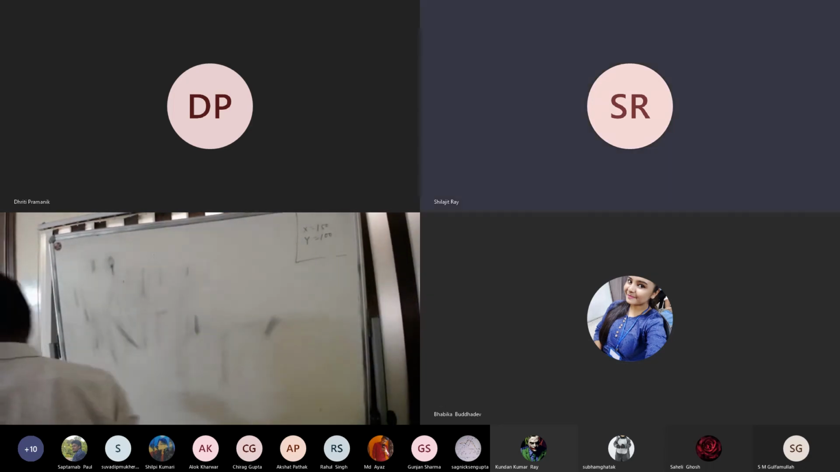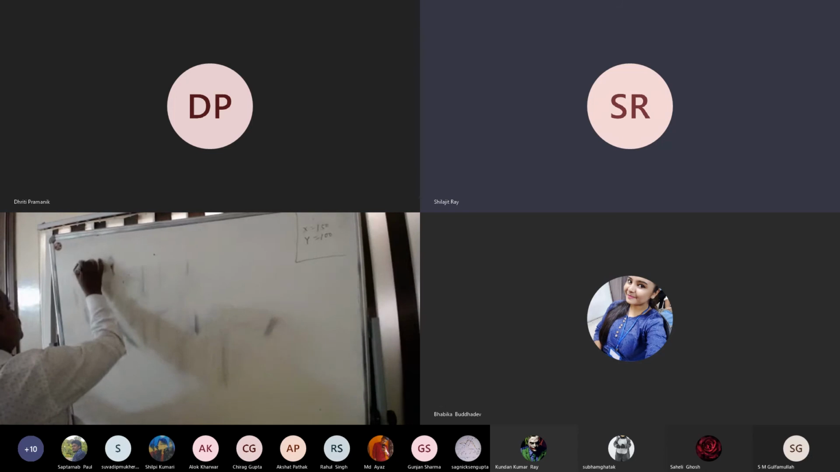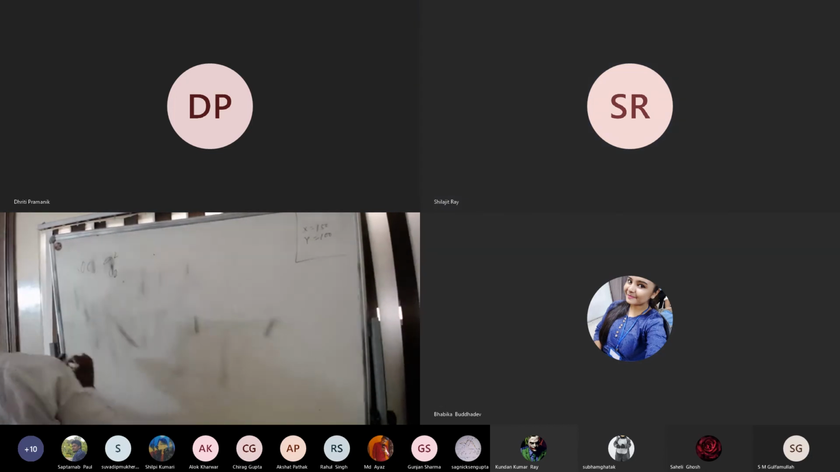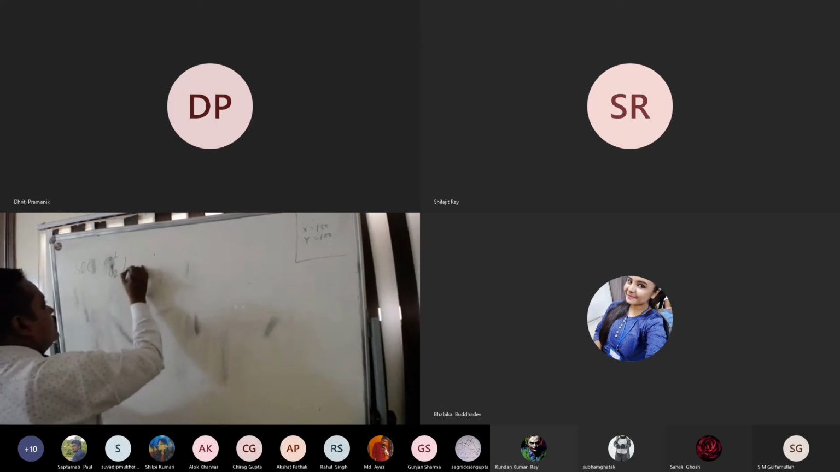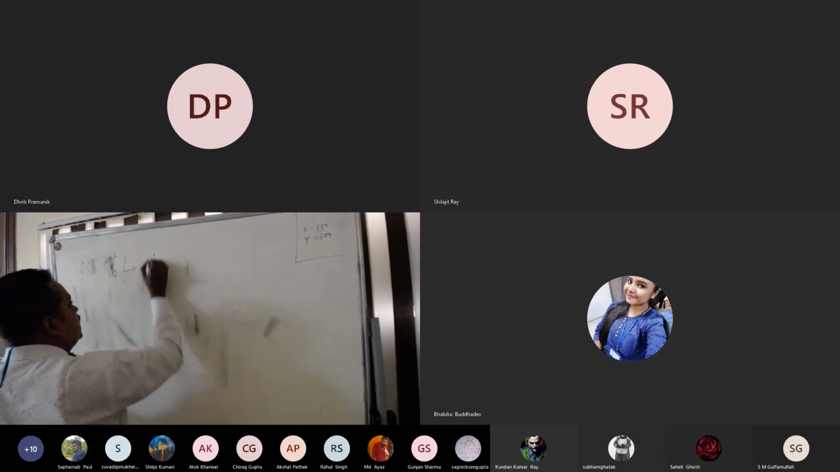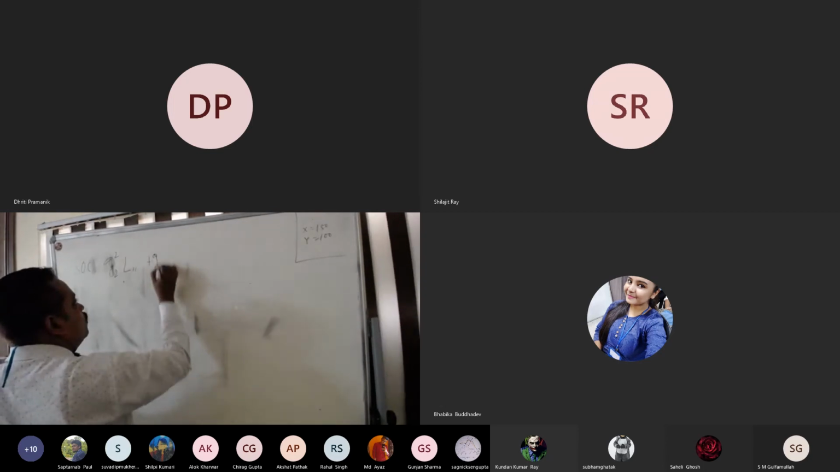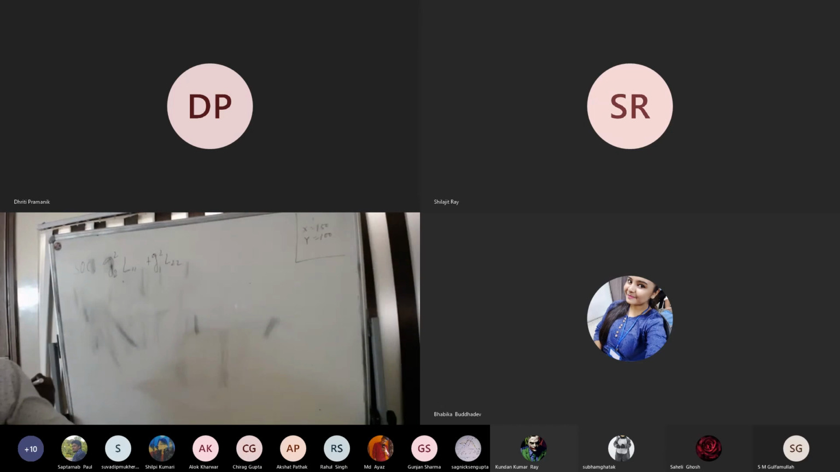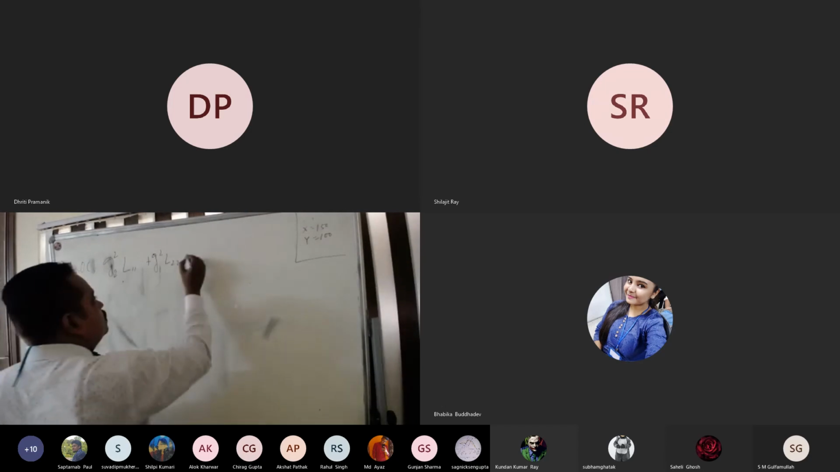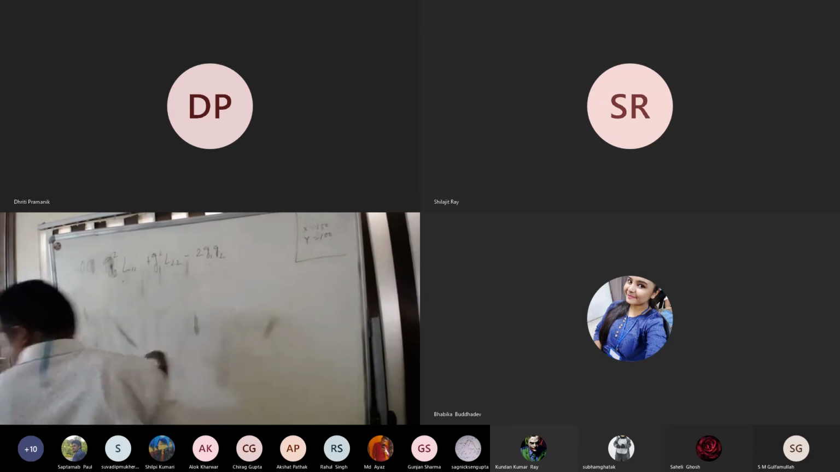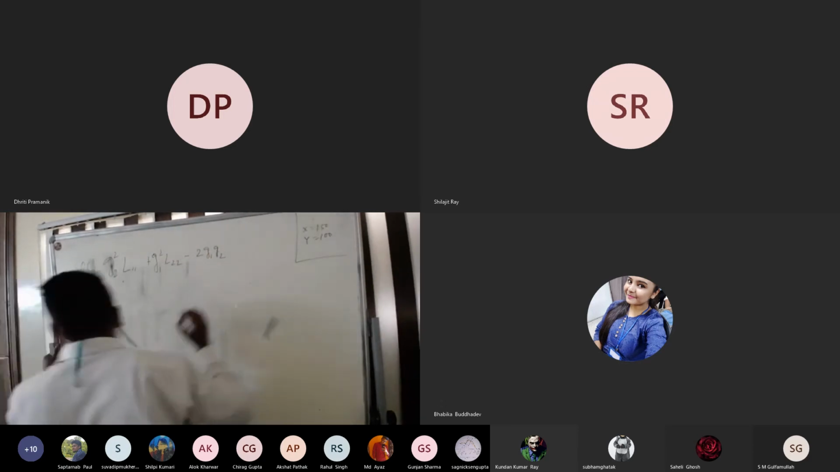Second order condition: G2 square L11 plus G1 square L22 minus 2 G1 G2 L12.